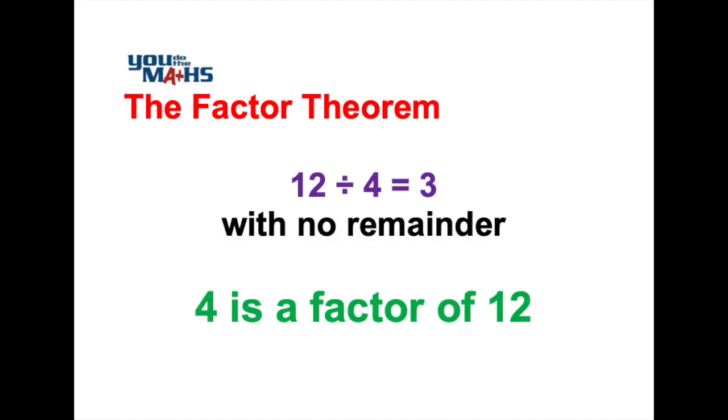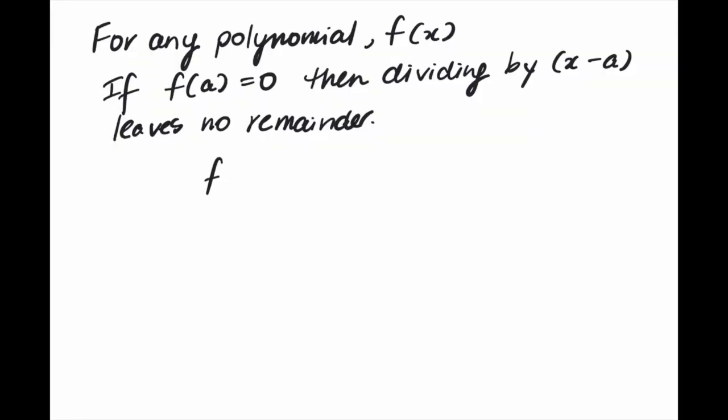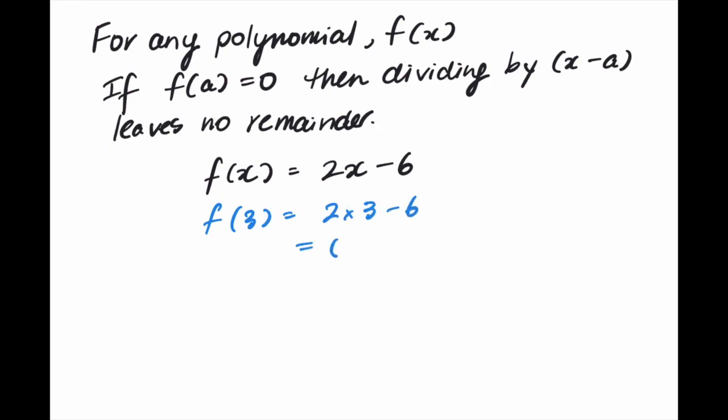Given that there is no remainder and 12 can divide by 4 exactly, we can say that 4 is a factor of 12. Let's have a look at that now in an algebraic context. In this example, our polynomial is a linear expression, 2x minus 6. Now we can substitute into that expression and get a value of 0. If we substitute 3 for x, we'll get a result which is 2 multiplied by 3 take 6, which equals 0. Now the opposite value of 3 is negative 3, and we put that in the bracket next to x, just like in the theorem above in black.